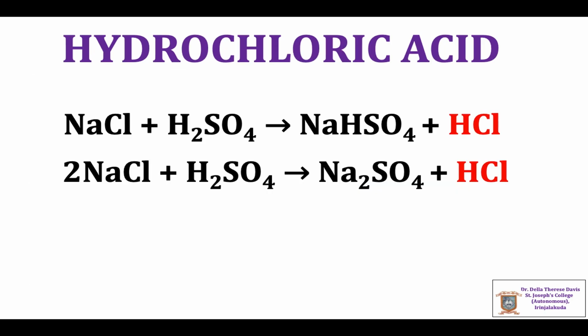Hydrochloric acid is an important laboratory reagent. In laboratory, it is prepared by heating sodium chloride with concentrated sulfuric acid. The HCl gas is passed through distilled water to get the liquid form of hydrochloric acid.